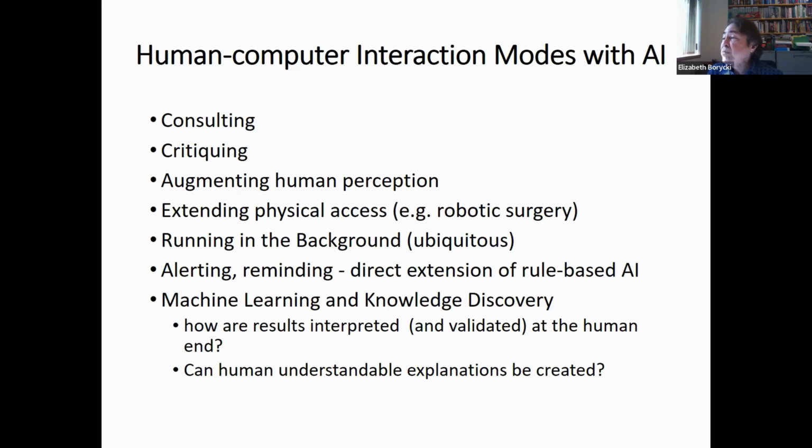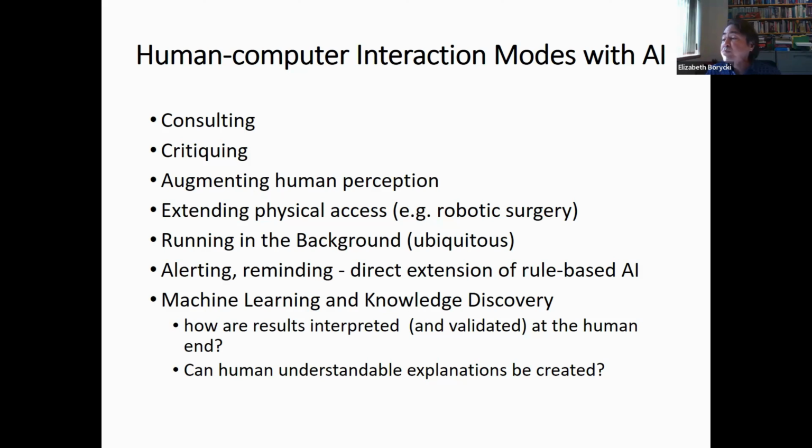We maybe consider human-computer interaction modes, whether the system is one that you consult, critique, or ask a question, like ChatGPT. Does it augment human perception? Last time we talked about radiology applications that might flag on an image possible cancer. Extending physical access, like robotic surgery, is a really good application. The system is not autonomous, but works with the surgeon to do things you couldn't otherwise do.